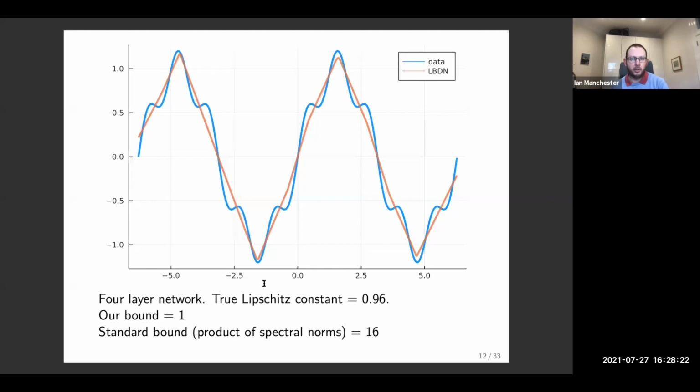On the other hand, if you look at existing methods of bounding the Lipschitz constant of a neural network, which is basically just taking spectral norms of individual weight matrices, it's 16 times worse. So it would estimate the slope of this orange function to be 16 when actually it's less than 1. So we have many orders of magnitude better, tighter bounds on robustness than the commonly used way of regularizing neural networks.